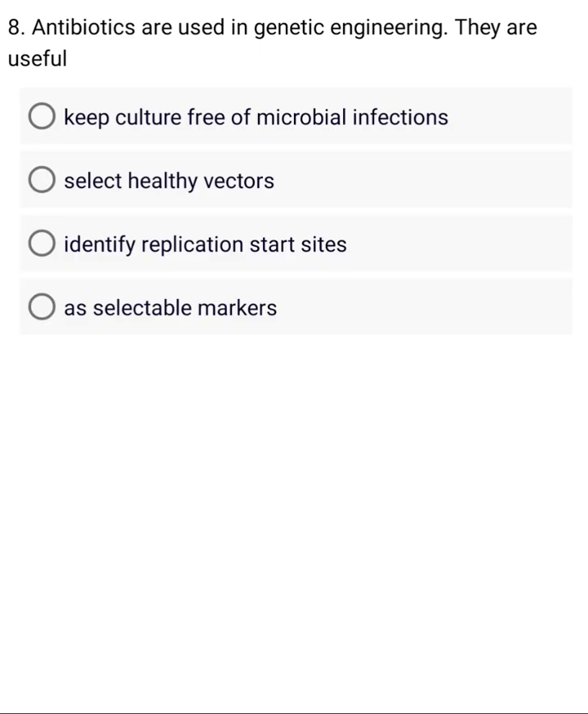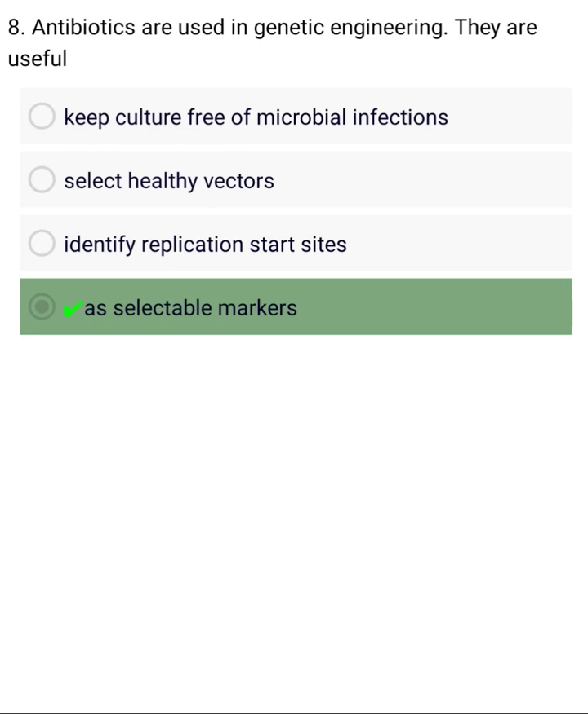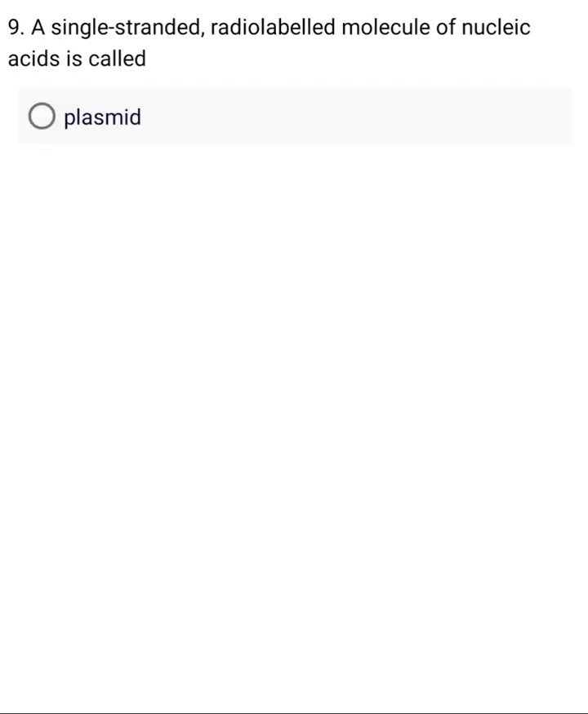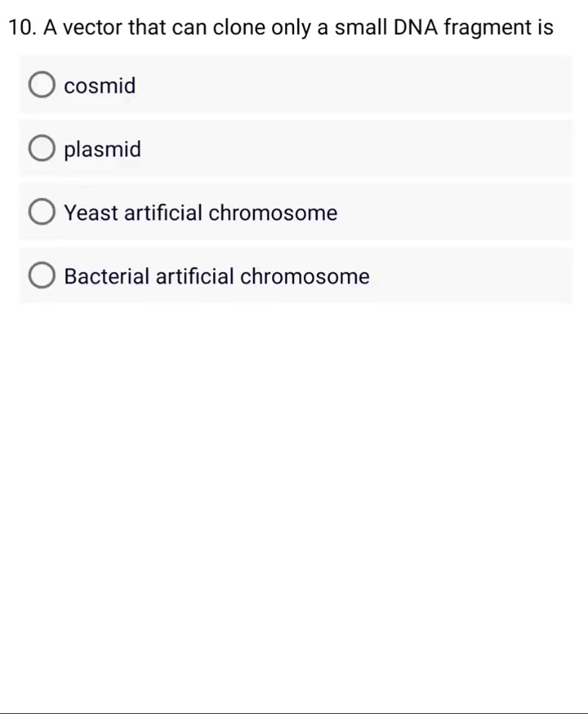Antibiotics are used in genetic engineering. They are useful. A. Keep culture free of microbial infections. B. Select healthy vectors. C. Identify replication start sites. D. As selectable markers. Right. A single-stranded, radiolabeled molecule of nucleic acids is right.